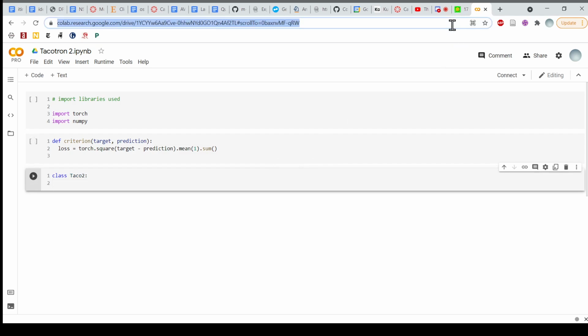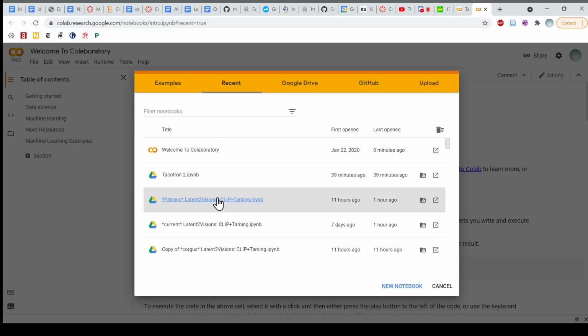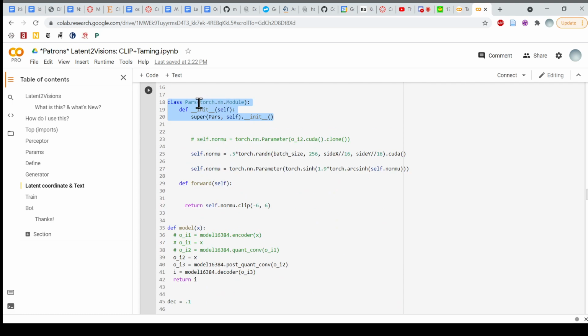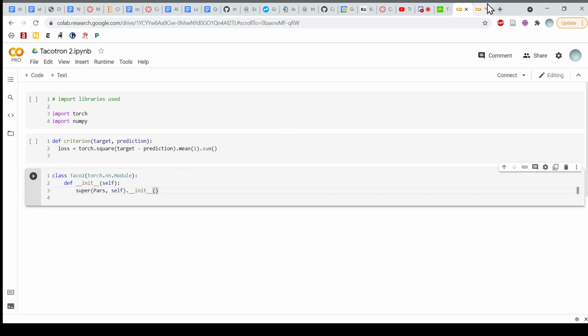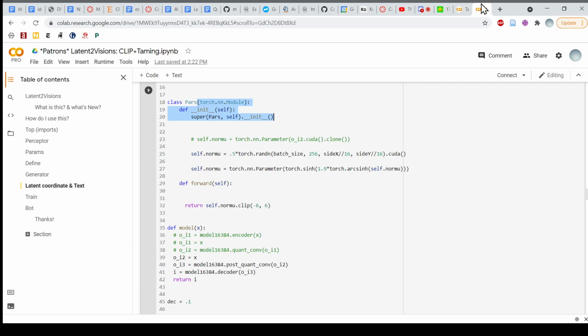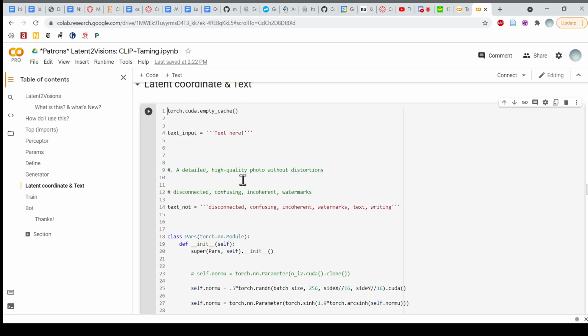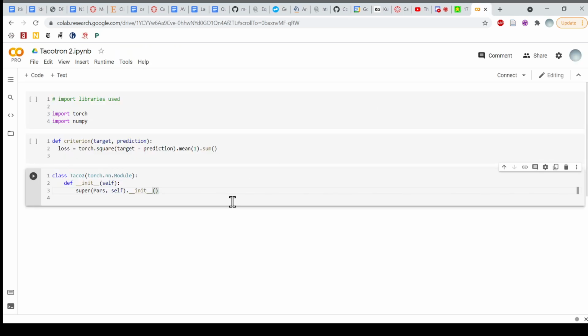I'm going to go to another Colab notebook. One thing I use a lot is my other Colab notebooks, so I don't have to remember boring stuff like this. So I'm going to use this right now. I'm basically a monkey. Okay. So what's going on here is we're initializing the network. Let me make sure I'm not missing a colon or anything. Yeah, we're good.